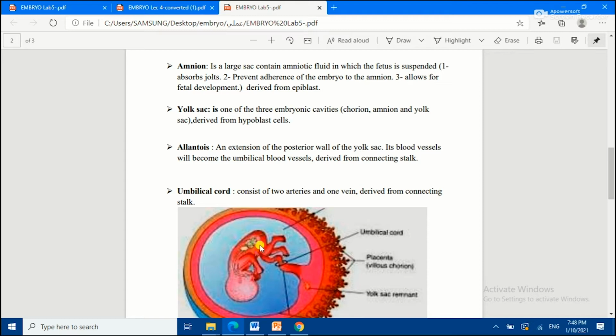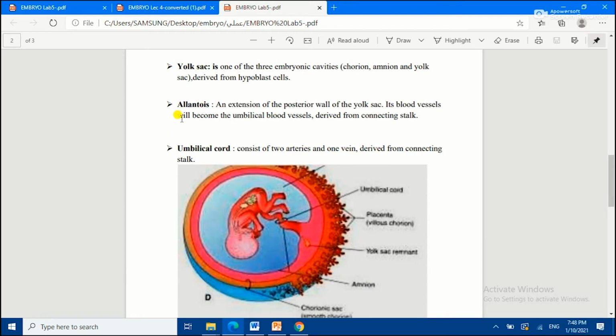How is the embryo allowed to develop in this amniotic fluid? Okay, so this question is homework for you. You are going to answer why, how and why, the amniotic fluid allows fetal development. Okay, so this amnion or amniotic sac is derived from the epiblast. As you remember, we mentioned it in the second lecture, the second week of embryonic development.